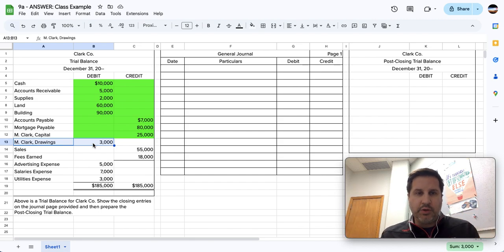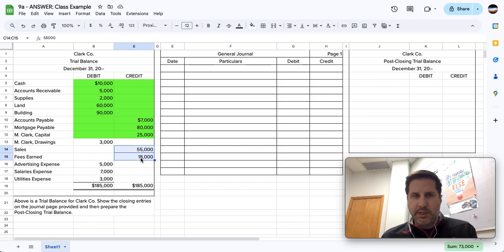So if we do $3,000 to credit, it's going to turn into a zero. For our sales and fees earned, they have a credit account, so to make them zero, we just simply move them over to the debit side and they will balance out. So if we have 55,000 on the credit side and then we just add 55,000 to the debit side, the balance is zero. But where do we put that money? That's what we probably want to know, and I will show you how.